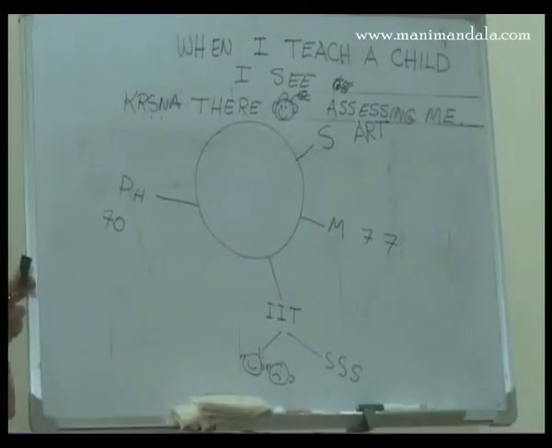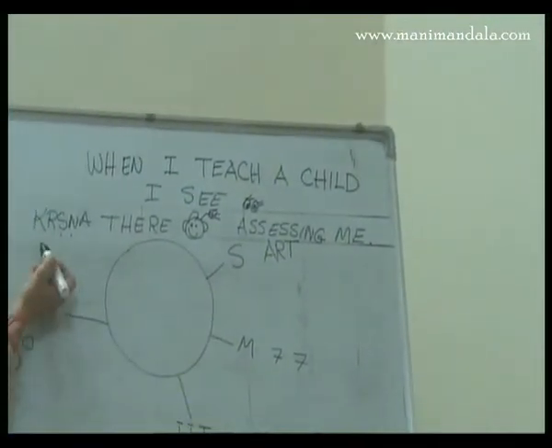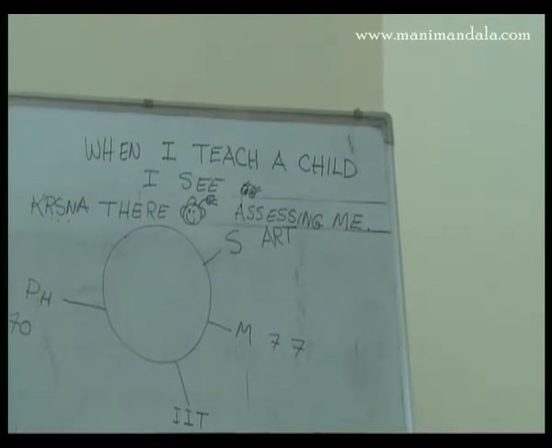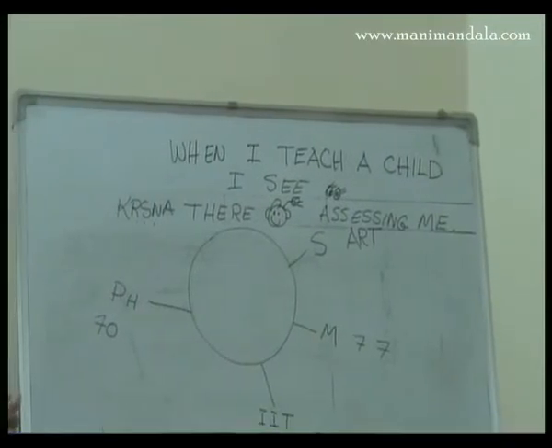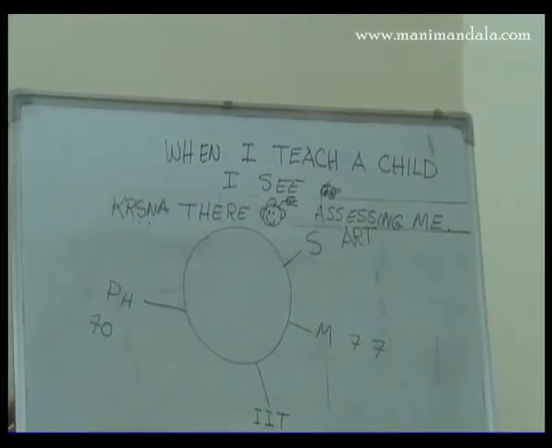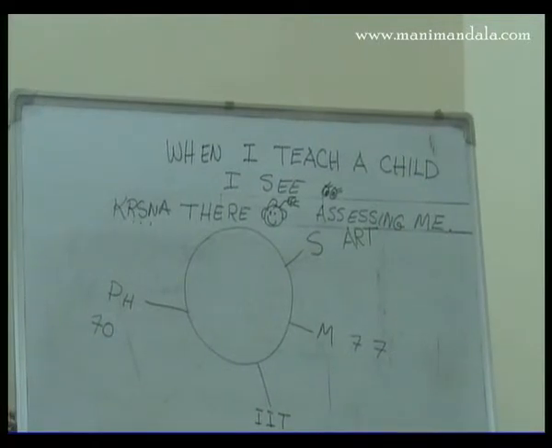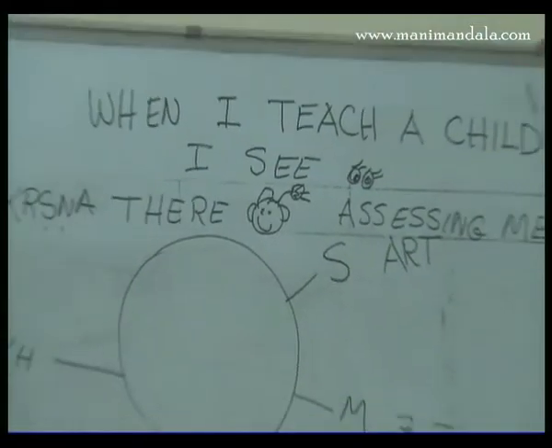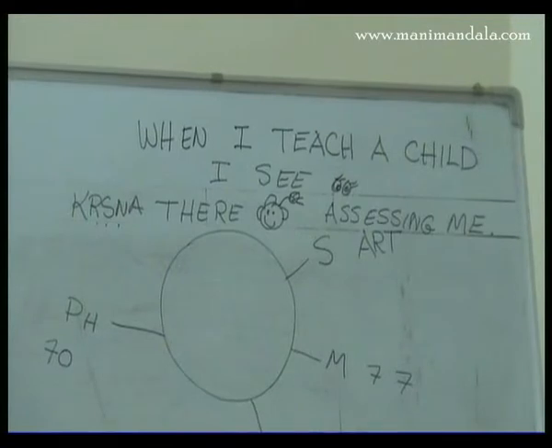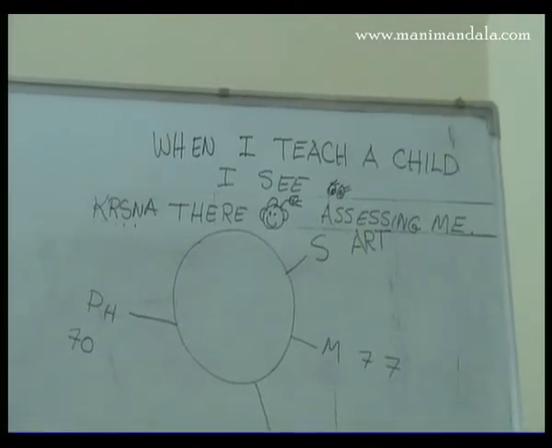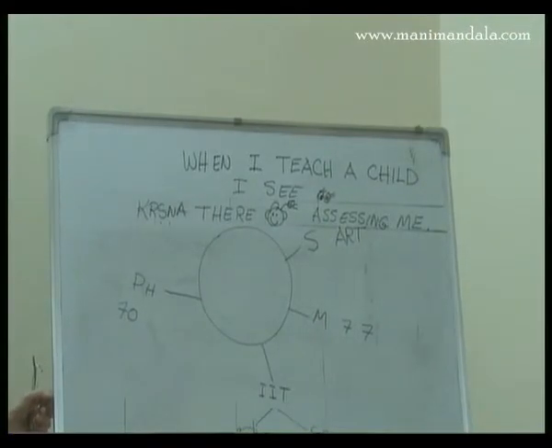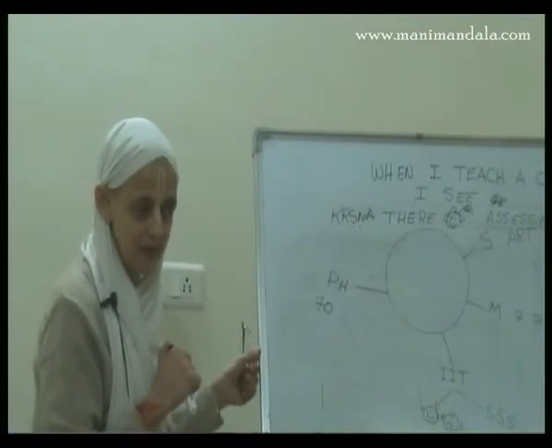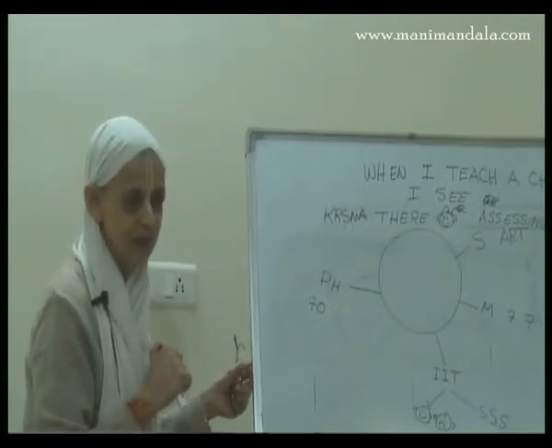When I teach a child, I see Krishna there assessing me. So if we keep that mindset, that's what, because it's reality. It's reality. On all levels, Paramatma level, Krishna level. When I teach a child, I see Krishna there assessing me.